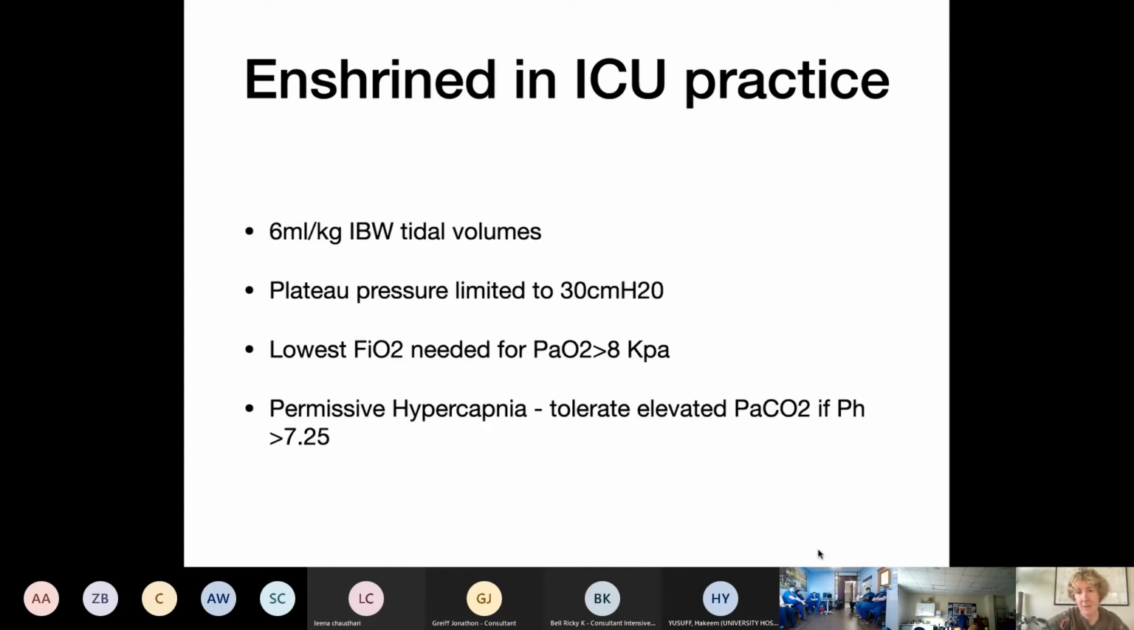So then these things maybe became enshrined into ICU practice. 6 mils per kilo of ideal body weight tidal volume, plateau pressure limited to 30 centimetres of water, aim for the lowest FiO2 needed for a PO2 of greater than 8. I remember when I was an F2, I used to have a registrar who used to say 8 is great. And permissive hypercapnia, so tolerate elevated PaCO2 if the pH is greater than 7.25.